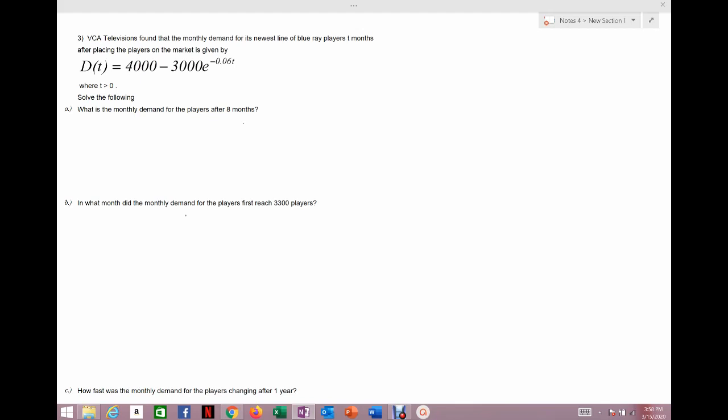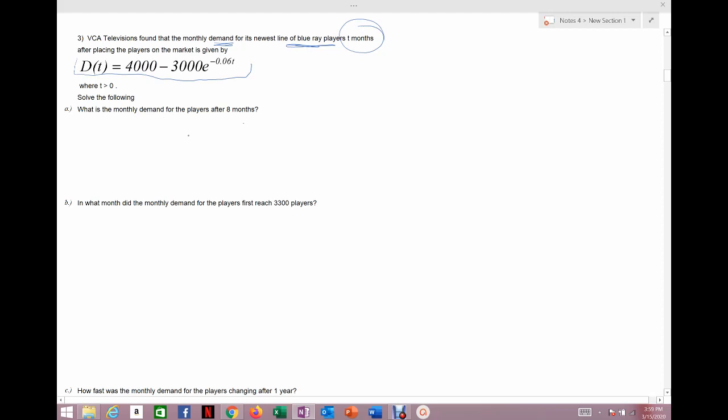Alright, so in this case we're given that a television company found that the monthly demand for its newest line of Blu-ray players, the demand for Blu-ray players after t months, so time is in months, is given by the demand equation 4,000 minus 300 e to the negative 0.06t, where time has to be positive. Alright, solve the following.